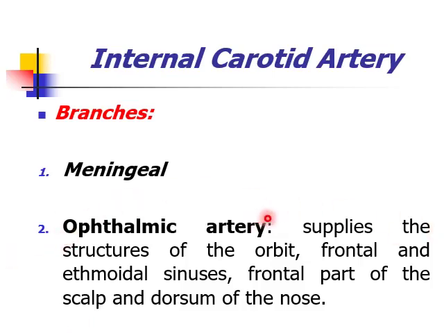So this ophthalmic artery, it's a huge artery, enters through the optic canal to the orbital cavity, supplying the forehead, part of the scalp, dorsum of the nose, alongside with the frontal and the ethmoidal air sinuses inside or between the two orbits and the bones of the cranial cavity.